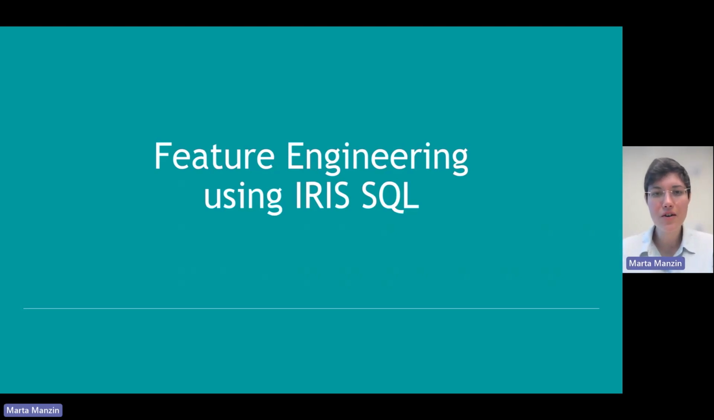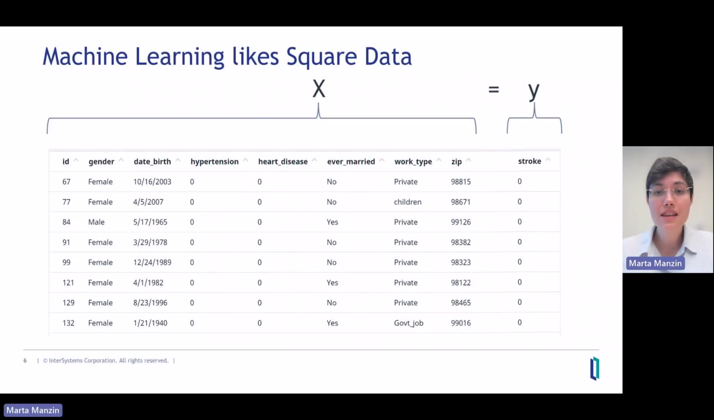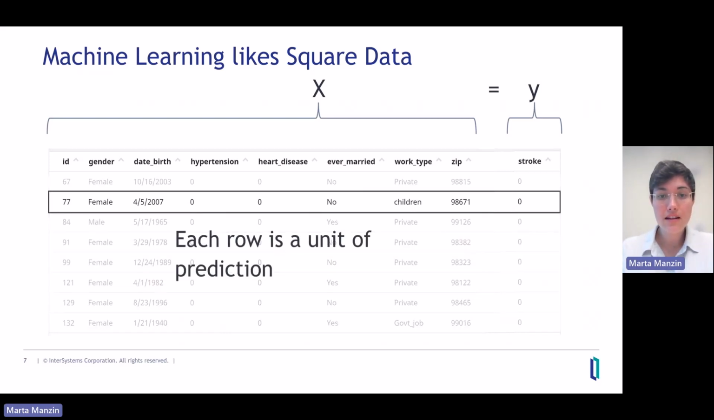So before we go ahead and work with the actual data that we have today, let's think for a minute about the kind of data that a machine learning model likes to receive. The most important thing to grasp here is that we want to have what I call square data. So one single big table that has all of the information that we want to use to solve this problem. And each row within this table is going to be a unit of prediction. So each row is going to refer to one patient and one patient only.